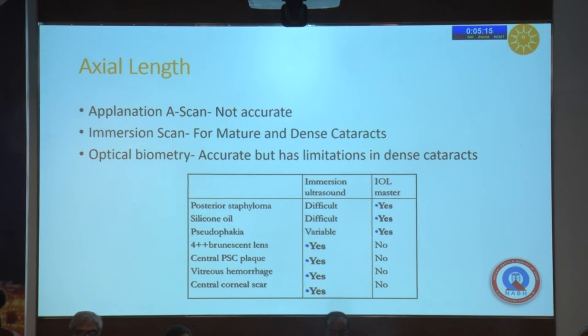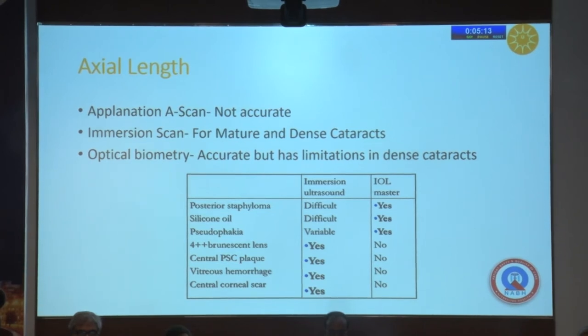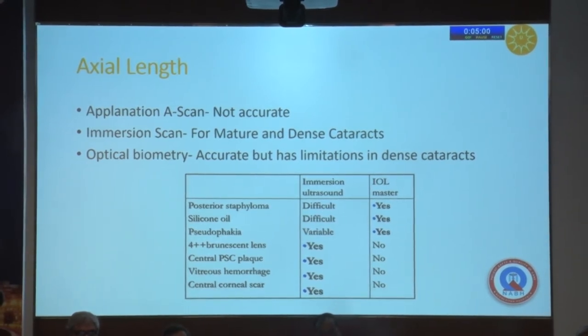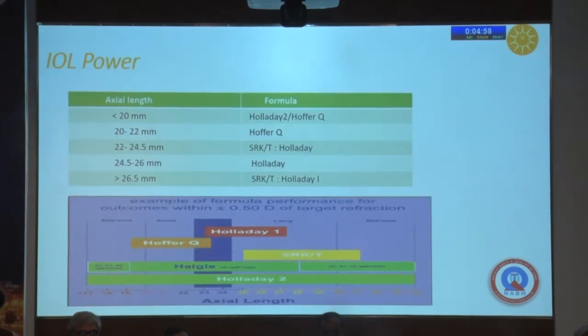So for axial length, A-scan ablation is not accurate. There are two techniques, immersion and optical biometry, which are accurate. But in mature and hypermature cataract, the immersion technique is accurate, whereas optical biometry, though accurate, has a limitation in the dense cataract. So according to short and long eyes, the appropriate formula should be applied.